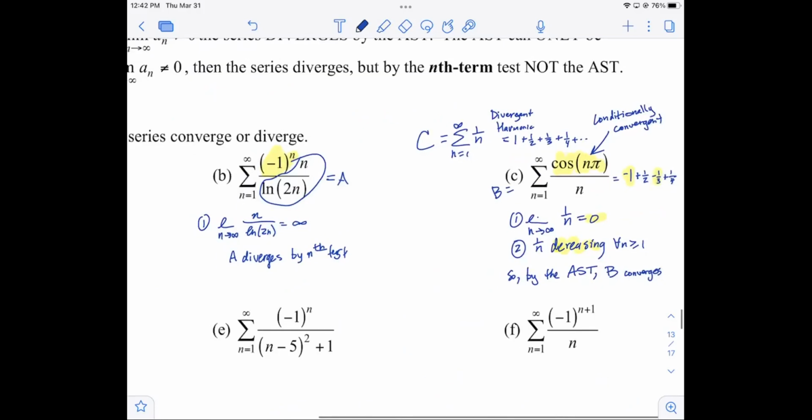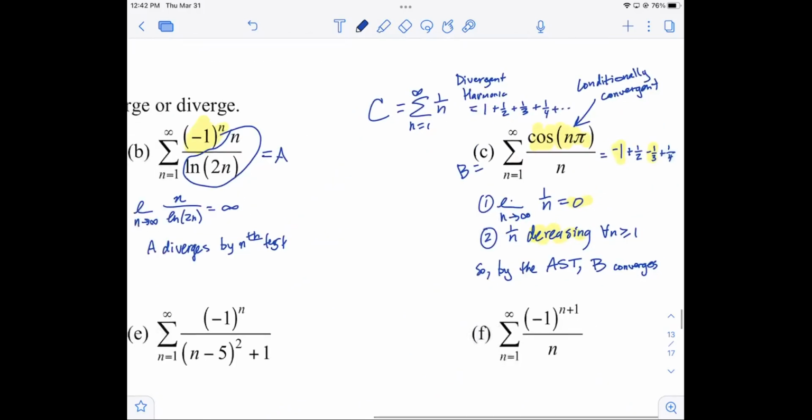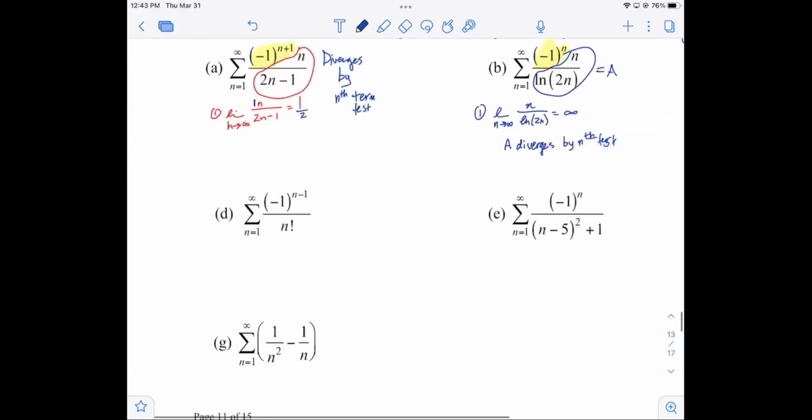Okay. Can we figure out to what it converges? Not really. No. We could take a sequence of partial sums if we had a calculator, right? And see, but there's no formula for the sum. We just know it converges to something, right? To something. All right. So far, so good.